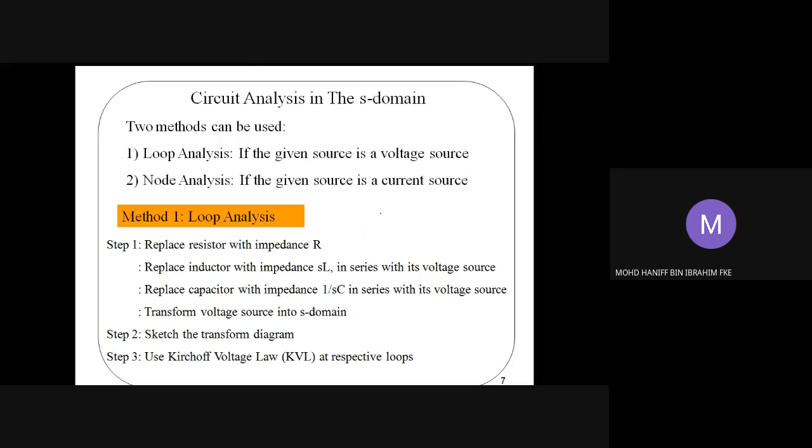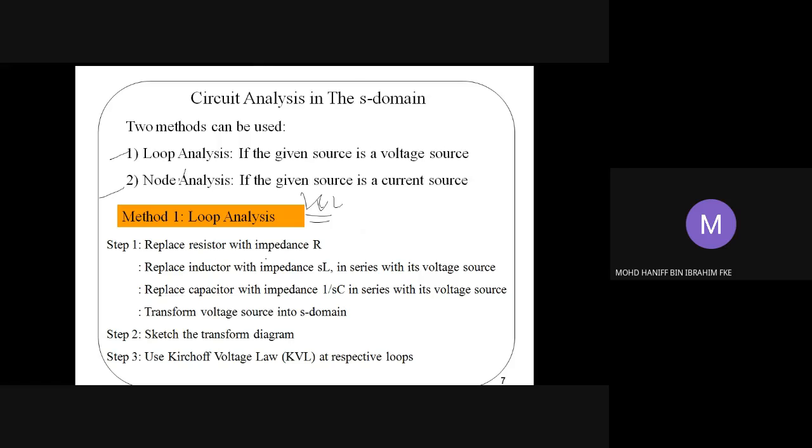Okay. So as we have learned previously in circuit theory, you know that we can have two methods for circuit analysis. We can apply the loop analysis, number one, or the node analysis. So we have two methods there, loop or node analysis. For the loop analysis, we need to use KVL, Kirchhoff voltage law, to solve it. So these are the steps that need to be taken.